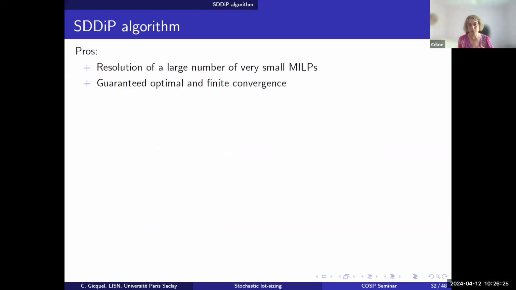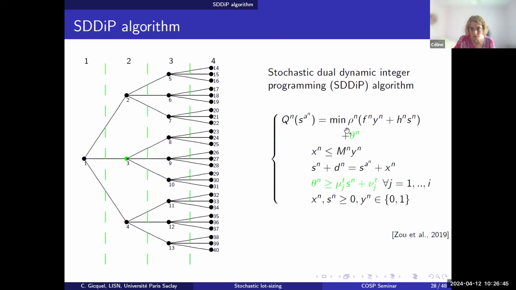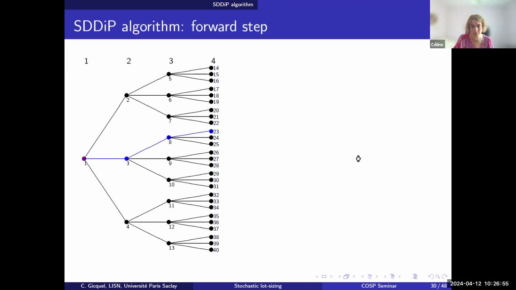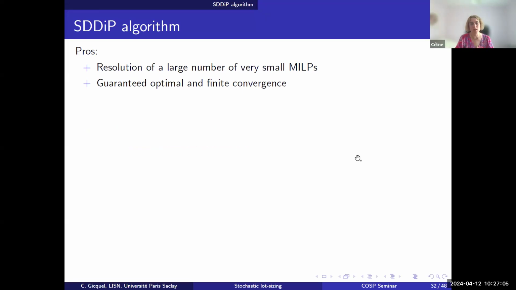First, this SDDiP algorithm has some major advantages because it transforms the resolution of a huge MILP formulated on the whole scenario tree into the resolution of a large number of very small MILPs. If you have a look at the problem as it is formulated here, so let me go back here, we have basically one single set of variables, yn, and 2 continuous variables. So it's really a tiny problem in terms of number of variables, much smaller than the first one. And also, if we apply the algorithm as recommended in the paper, we have, theoretically speaking, finite and optimal convergence, which is guaranteed.